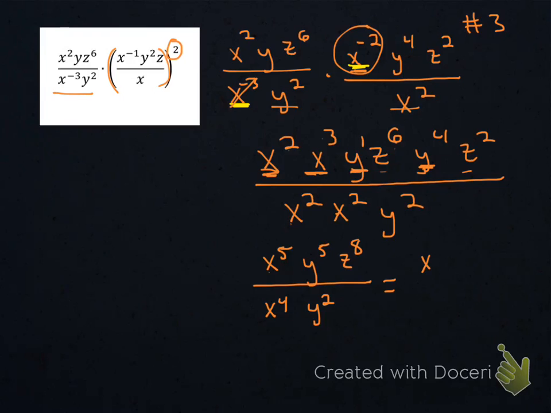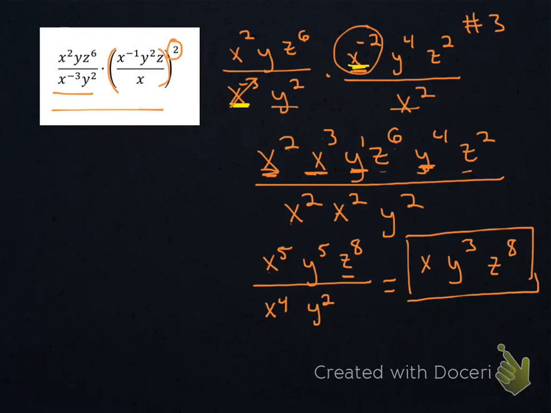Now let's look at our y's. If we have 5 y's on the numerator and 2 y's on the denominator, we're going to be left with 3 y's on the numerator. Again, you could say 5 minus 2 will get us y to the positive 3rd, so it would be on the numerator. And then the z is just going to stay the same, so we'll have z to the 8th. And that's as simple as we can get.